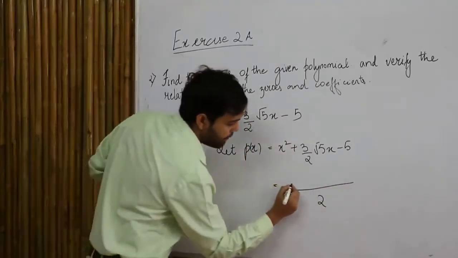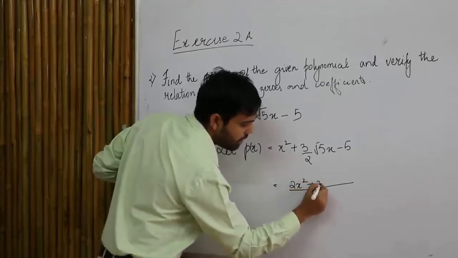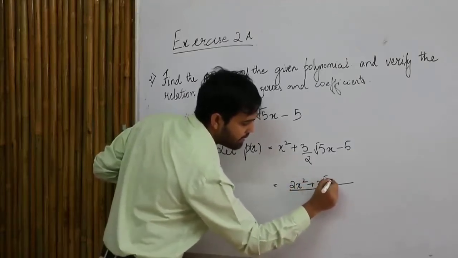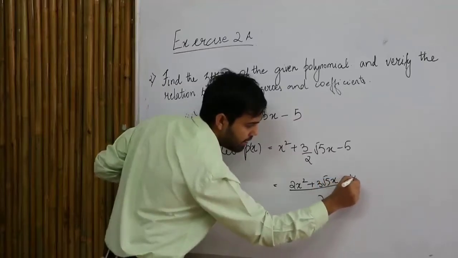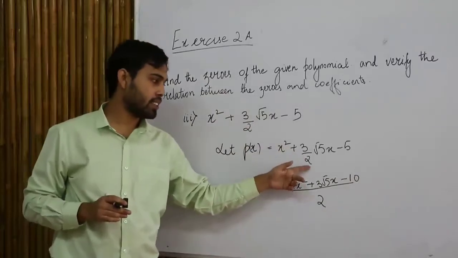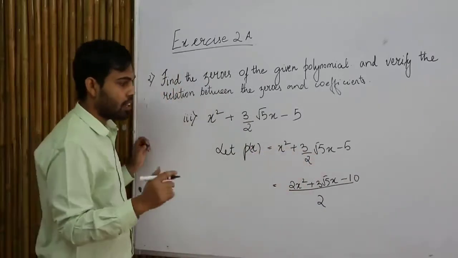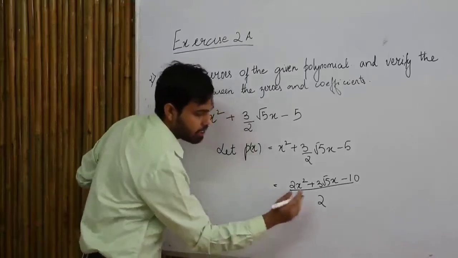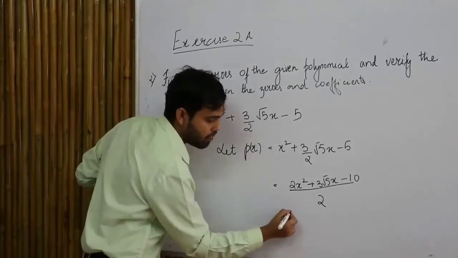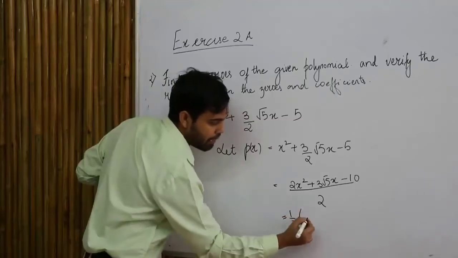Okay, I have 2x squared plus 3 root 5 x minus 10. What I want to do is eliminate this 2 from here, so I am finding the LCM. Now from here I'll take this 2 outside, and to do so I am taking half common in here. So what I am left with is this.